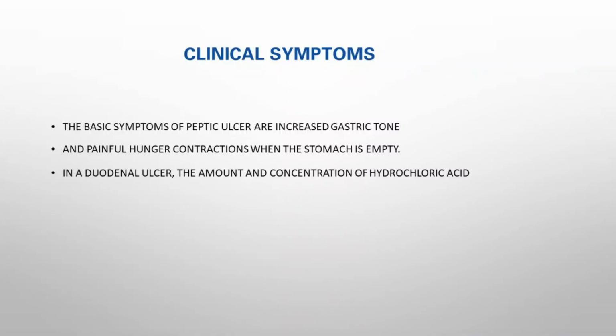The basic symptoms of peptic ulcers are increased gastric tone and painful hunger contractions when the stomach is empty. In a duodenal ulcer, the amount and concentration of hydrochloric acid are increased. In a gastric ulcer, the amount and concentration of HCl may be abnormal. Nutritional deficiencies are evident in low plasma protein level, anemia, and loss of weight. Hemorrhage may be the first sign in some patients. Diagnosis is based on clinical findings, radiographs, or visualization by fiber optic gastroscopy.